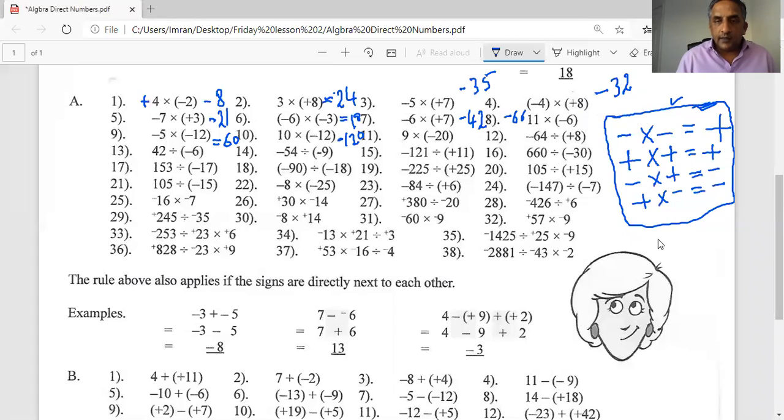Now, question number 11. It says 9 times 20, right? So what we do, we times 9 with 20, which is 180. And then minus times plus is minus, right? Now this is different. Can you see the next question? 64 is minus and 8 is plus, but there's a divide sign.